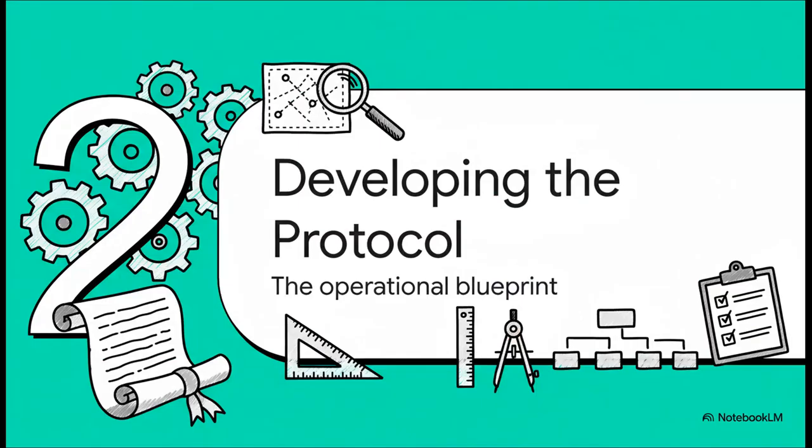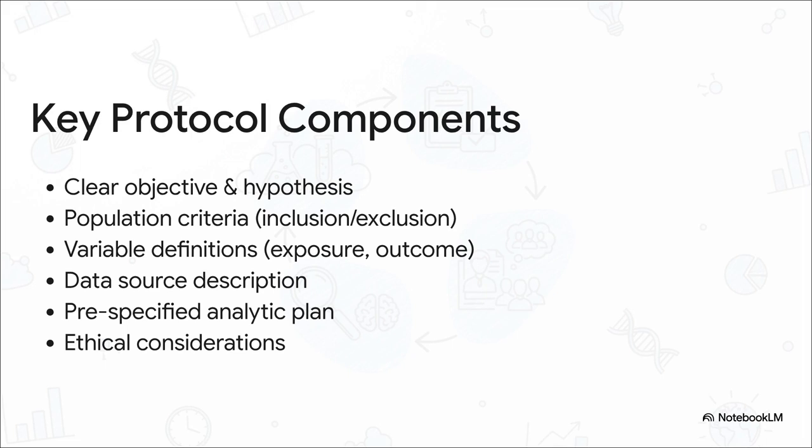So, with a razor-sharp question in hand, we move on to stage 2, developing the study protocol. If the question is the big idea, the protocol is the operational blueprint. It's the document that turns our abstract concept into a concrete step-by-step plan for how we're actually going to do this thing. A strong protocol is obsessively detailed. It lays out everything. But probably the most important part of a modern protocol is that pre-specified analytic plan. This means you decide exactly how you're going to analyze the data before you even look at it. This commitment to transparency is absolutely fundamental for science that other people can trust and reproduce.